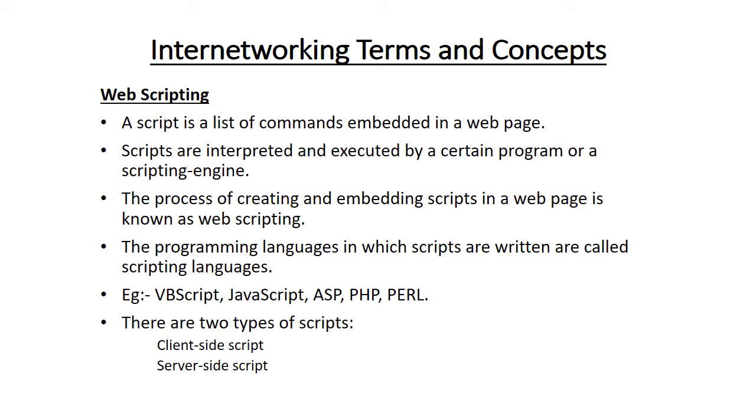Web scripting. A script is a list of commands embedded in a web page. Scripts are interpreted and executed by a certain program or a scripting engine. The process of creating and embedding scripts in a web page is known as web scripting. The programming languages in which scripts are written are called scripting languages. Example, VBScript, JavaScript, etc. There are two types of scripts: client-side script, server-side script.